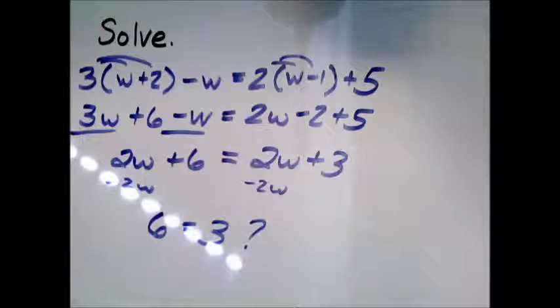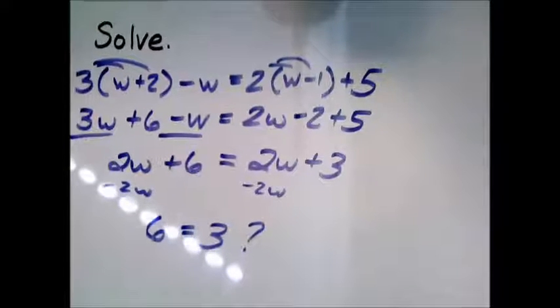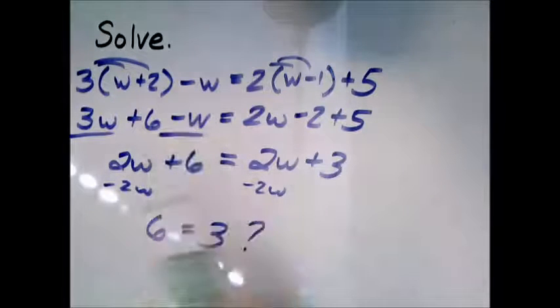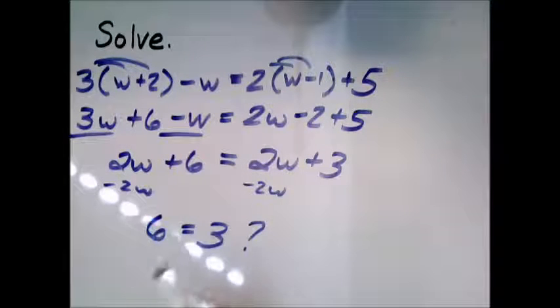What does this mean? Well, it depends. Notice how this says 6 equals 3. So we know that 6 doesn't equal 3, so something has gone wrong. Well, we didn't do anything wrong. It's that this equation was set up in a way that no matter what you would have tried for w, you can't make 6 equal 3.